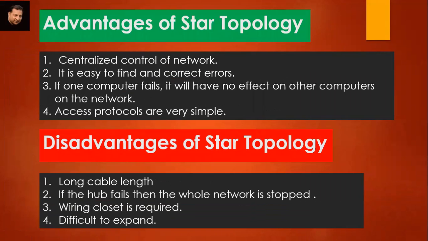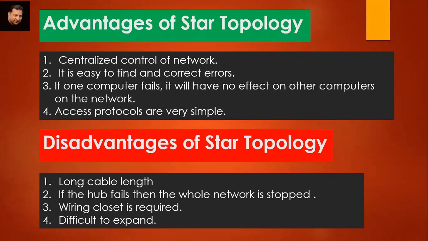Now let us see advantages and disadvantages of this star topology. First is advantages. Centralized control of the network is there. Second advantage, it is easy to find and correct errors. Third, if one computer fails, it will have no effect on other computers on the network. And the fourth, access protocols are very simple because we have one-to-one connection with cables. So access protocols are very simple.